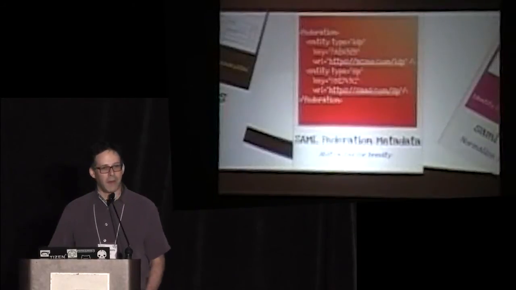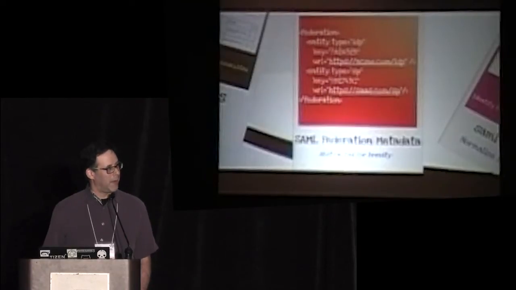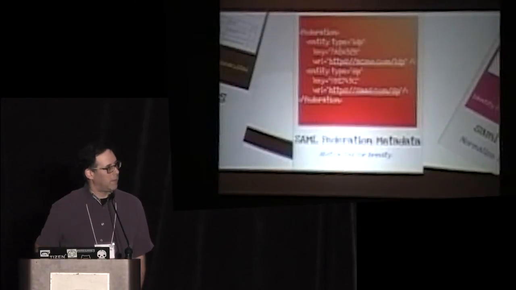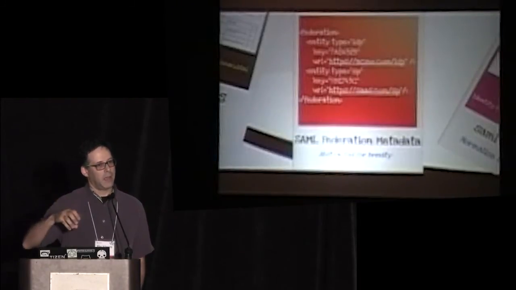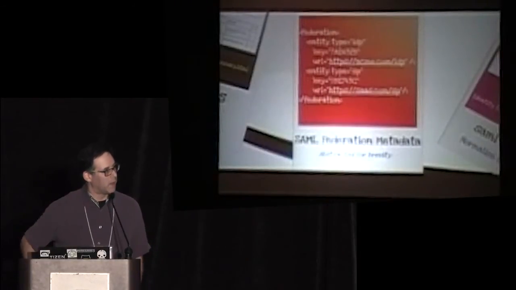How does this stuff work? It's simpler than you'd think. Actually, there's one big XML file, and each participant that joins gets a little part of that. The InCommon metadata is about 10 megs, and it contains the key information and some information about where this entity provides its services and whether it's a website or an identity provider.